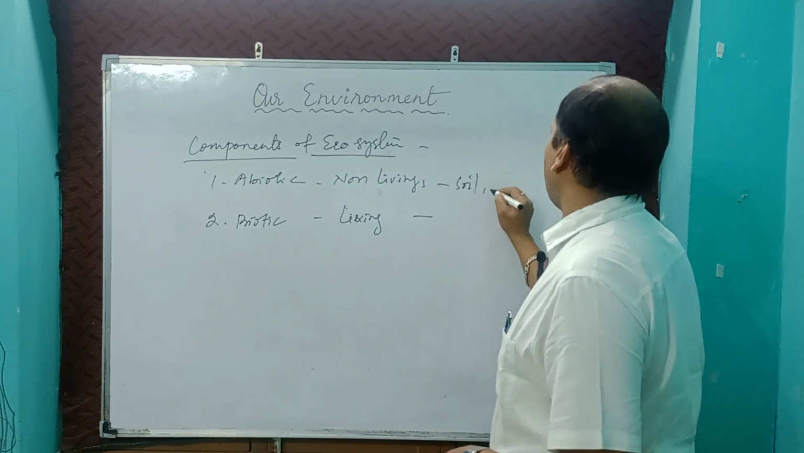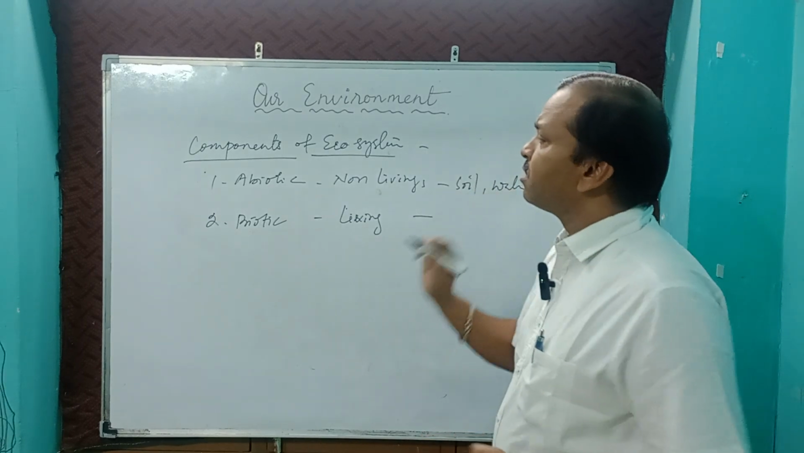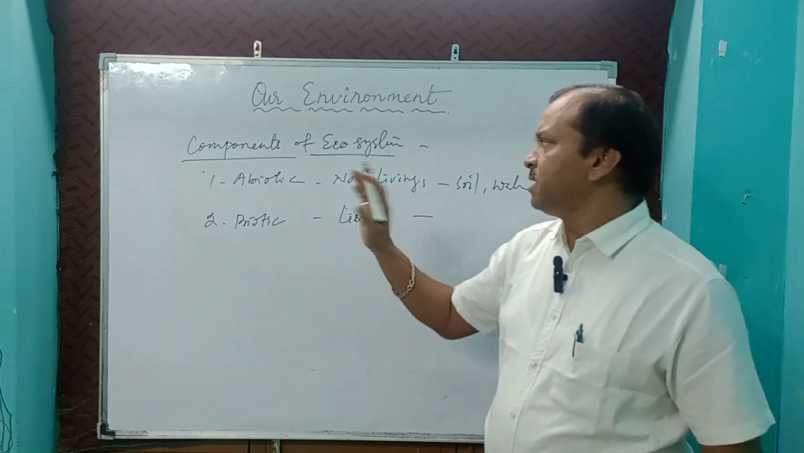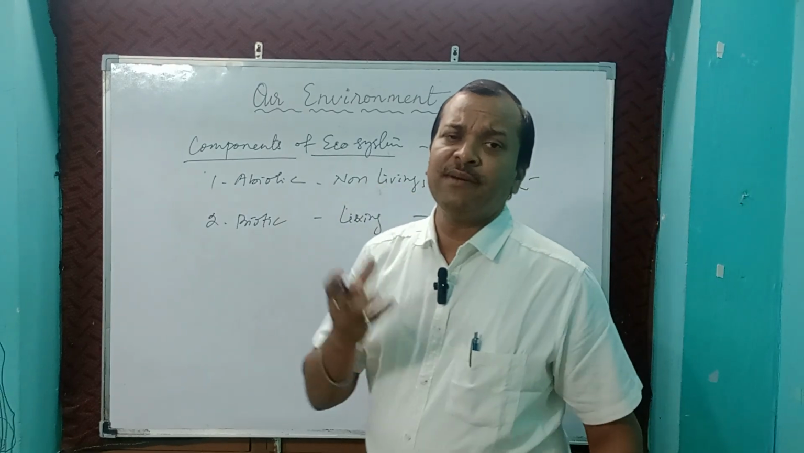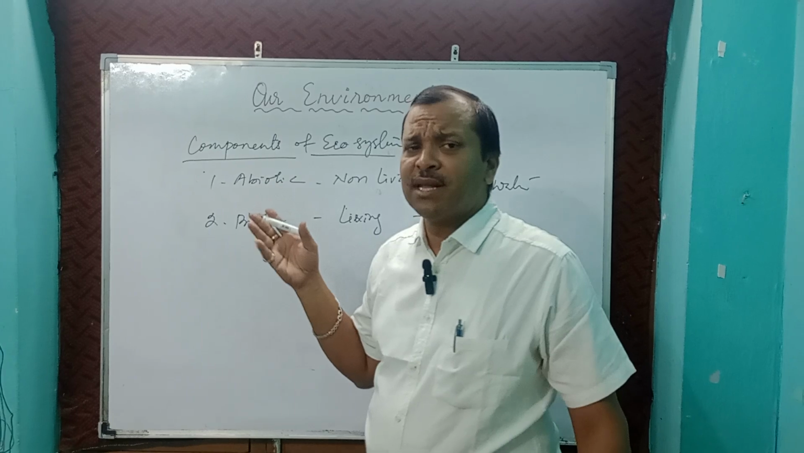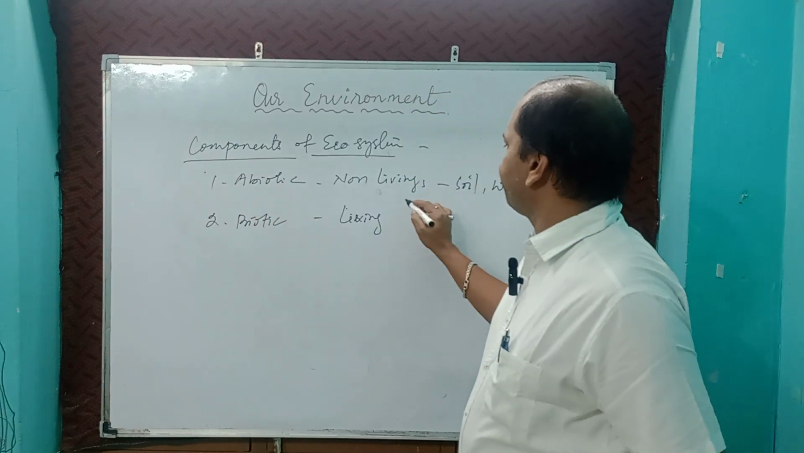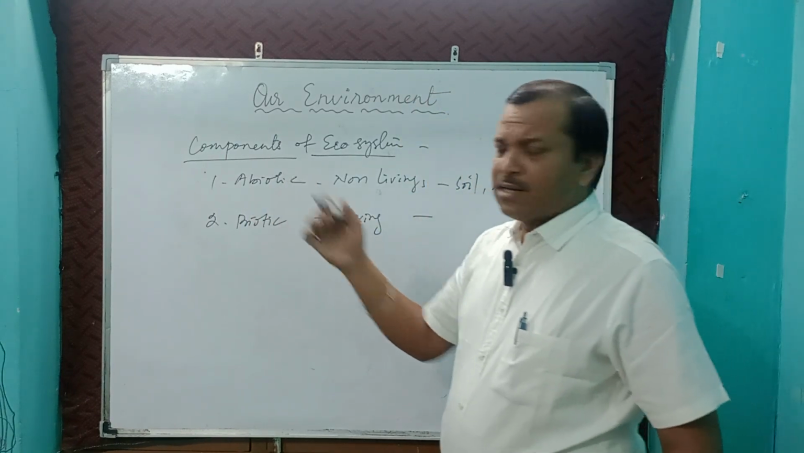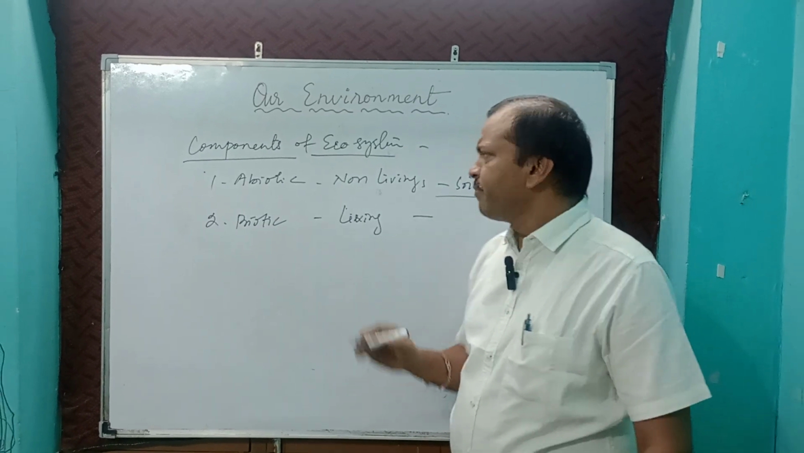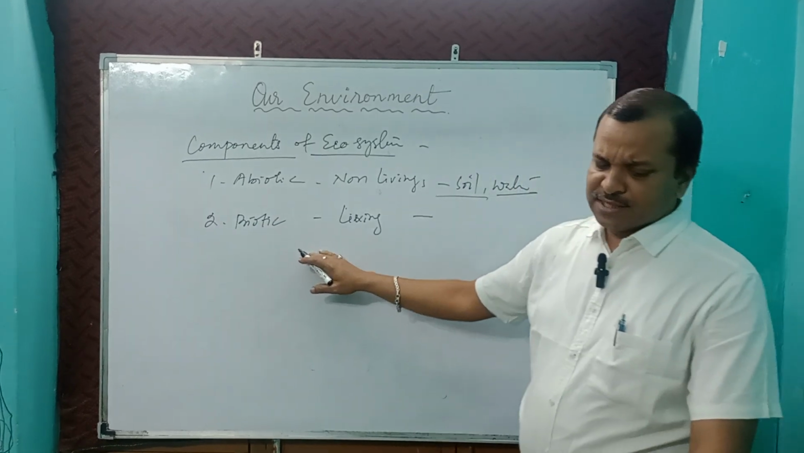Non-living things, what? Soil, water. These are non-living things which are present in our ecosystem. For example, I have given an example, the sea. In the sea, water is there. In a garden, soil is there. Clear?